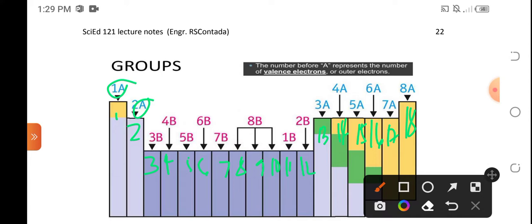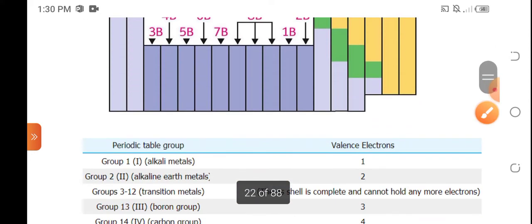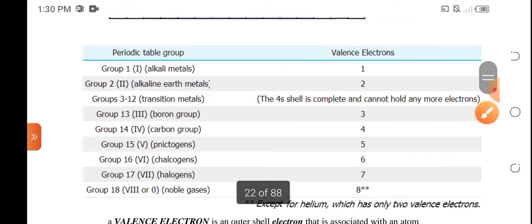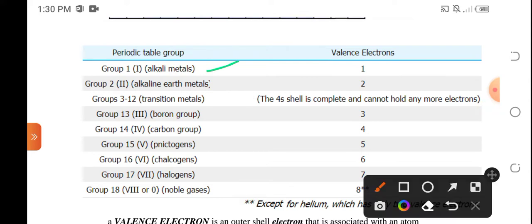Let's all bear in mind that yung may mga A and B, A is representative and B are transition elements. We also have group names. For group 1A, we call them alkali metals. Group 2 is alkaline earth metals. And then ito yung sinasabi ko kanina, groups 3 to 12 are transition metals.